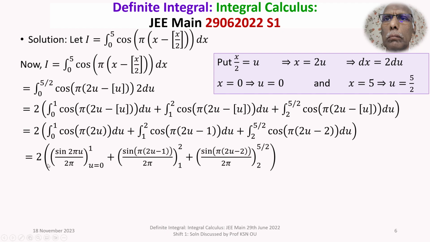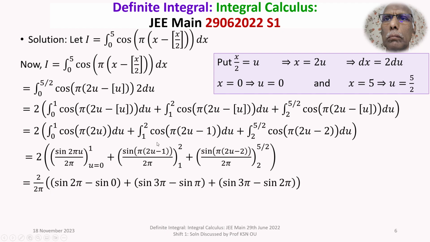This 2 pi is common. So 2 by 2 pi times sine 2 pi u evaluated between 0 and 1: for the upper limit it will be sine 2 pi minus sine 0. Similarly in the second, 2u minus 1, when you substitute 2, 2 twos are 4 minus 1, 3 pi: sine 3 pi minus sine pi. Plus here, for the upper limit 2 into 5 by 2 is 5, 5 minus 2 is 3, so sine 3 pi minus sine 2 pi. So this will be 2 by 2 pi times (sine 2 pi minus sine 0, plus sine 3 pi minus sine pi, plus sine 3 pi minus sine 2 pi).